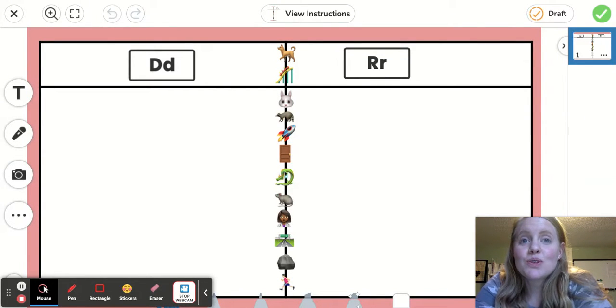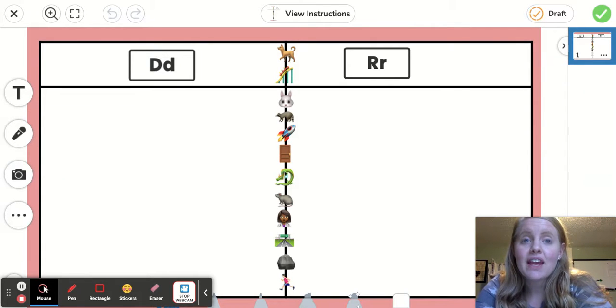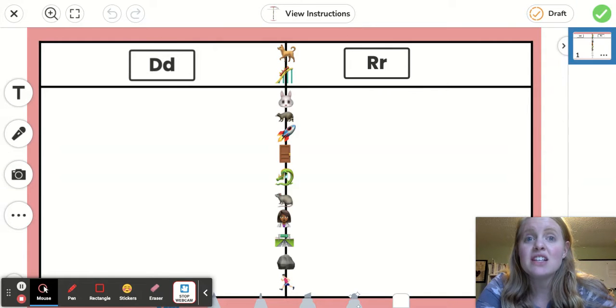Today we're going to be sorting pictures into a D column and an R column. All of the pictures that start with D, D, D go into the D column, and all of the pictures that start with R go into the R column. Now, look at my cursor. I'm going to tell you what each of the pictures is so that it'll be easier for you to sort into the D or the R column.